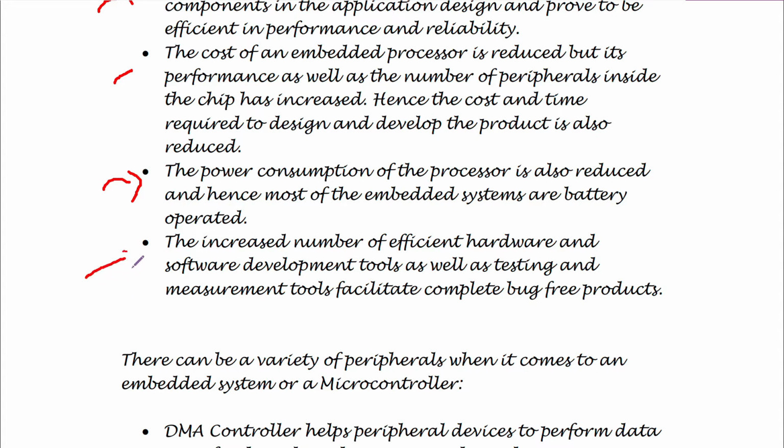Increased number of efficient hardware and software development tools as well as testing and measurement tools facilitate completely bug-free products. So as we saw in the previous lecture also, the complete design cycle of an embedded system, that is, an embedded product. So now we have a lot of tools for emulation, for testing, for debugging, so that our end product is almost bug free. It is not having any bugs and it is running as per expectations.